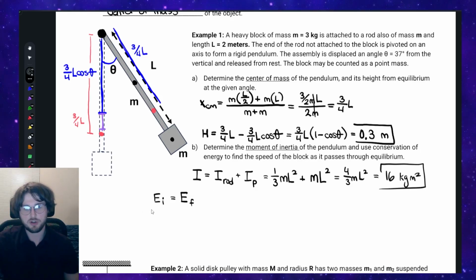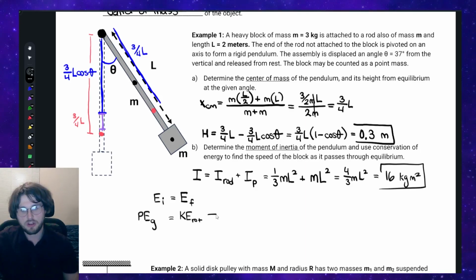Now, the total amount of energy at the start really is just gravitational potential energy. At the end, we're going to assume that we only have rotational kinetic energy here. So setting that up, our gravitational potential energy is going to be comprised of two masses. So 2m times the acceleration due to gravity times that height h that we solved for earlier. That's 0.3.